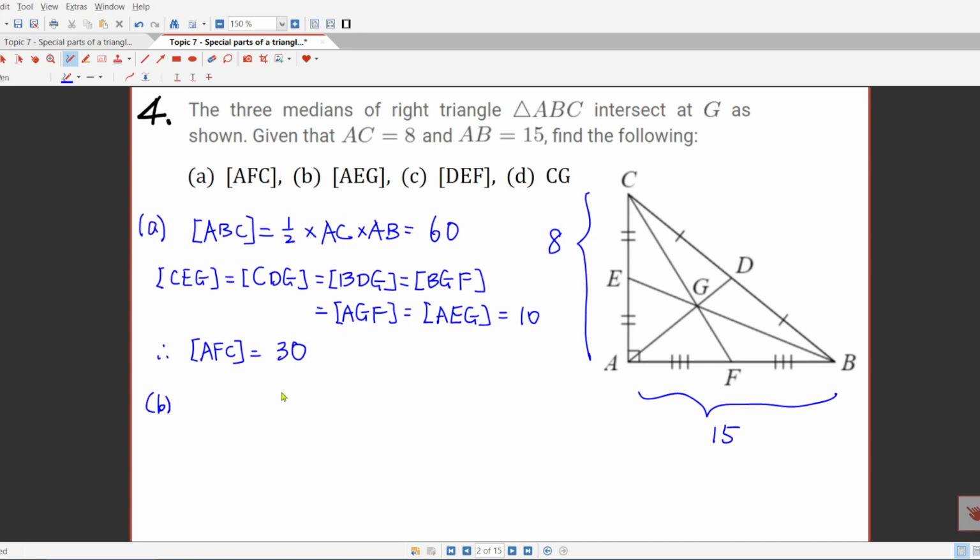Second question, from part B, we know that each small triangle has area 10. So triangle AEG here is just 10, right? Which is already calculated here. And next, triangle DEF.